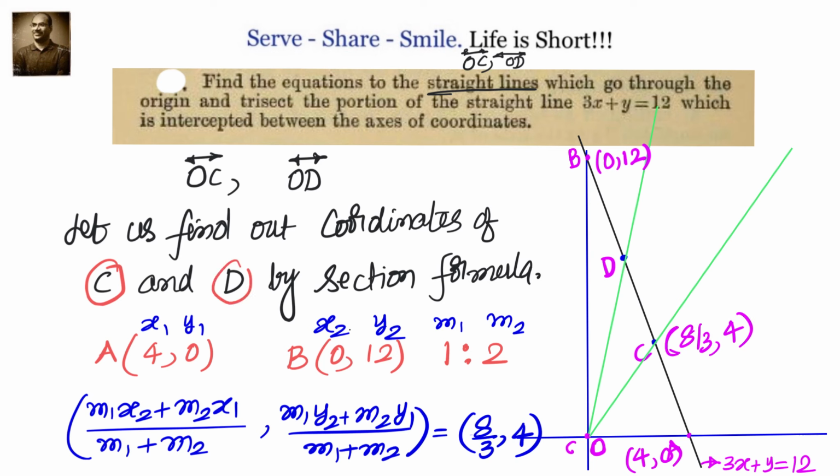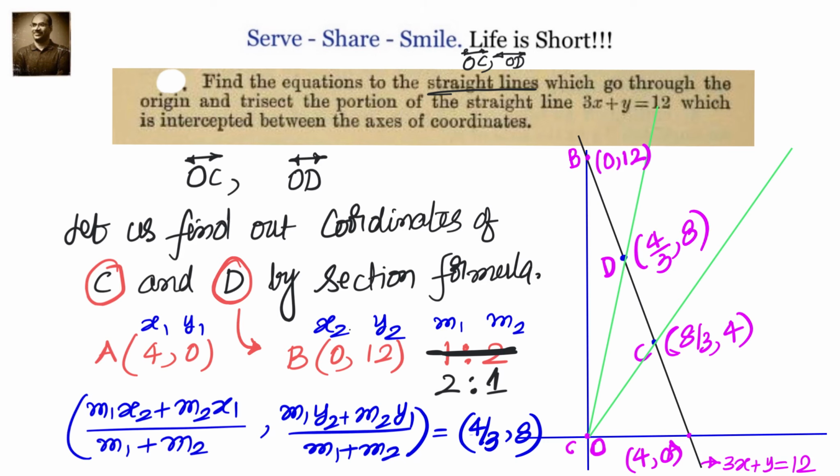Now let's find out the coordinates of D. D divides AB in the ratio 2:1. So let us take it as 2:1 and apply the same formula. m1 into x2 plus m2 into x1 by m1 plus m2. Then we will get the x coordinate as 4 by 3, comma the y coordinate as m1 into y2. So 2 12s are 24, 24 by 3 is 8. So the coordinates of D are 4 by 3 comma 8.